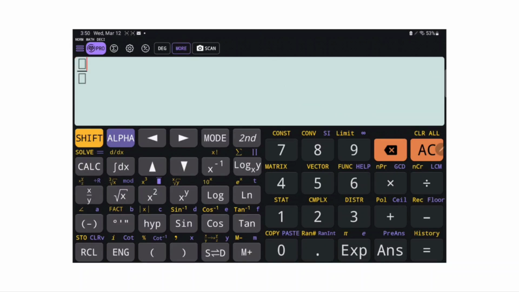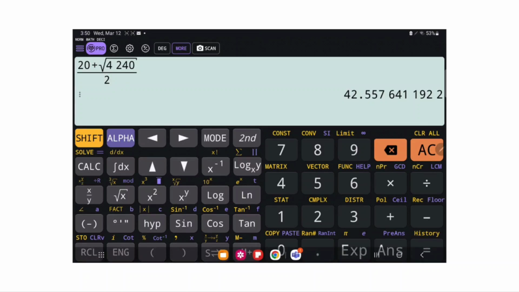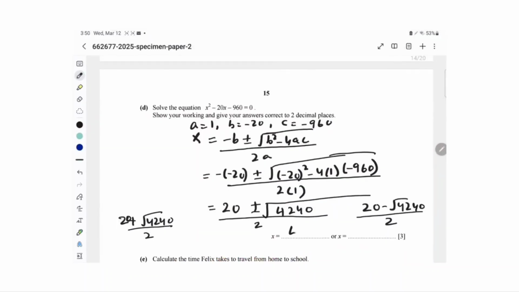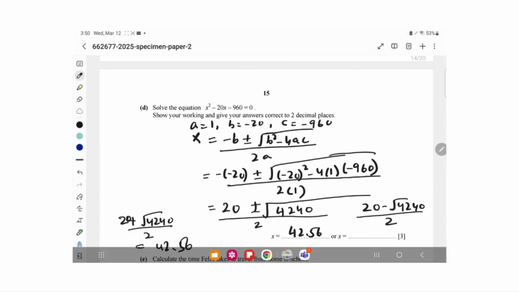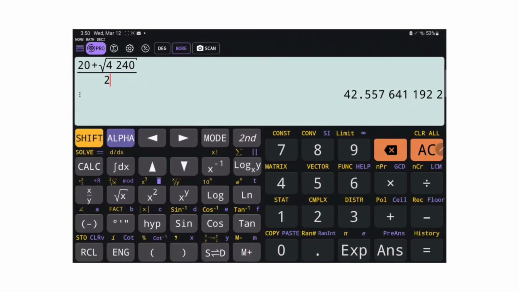20 plus the square root of 4240 divided by 2, which is coming 42.56. And the other one is minus 22.56.